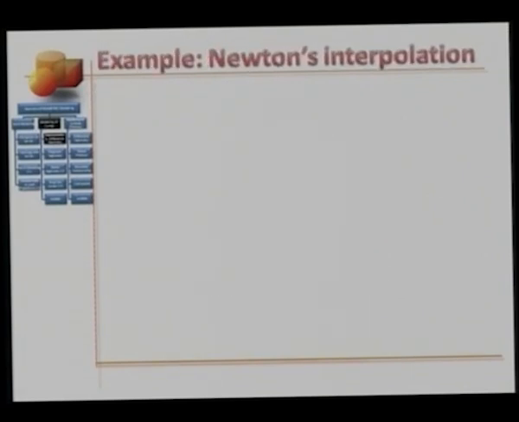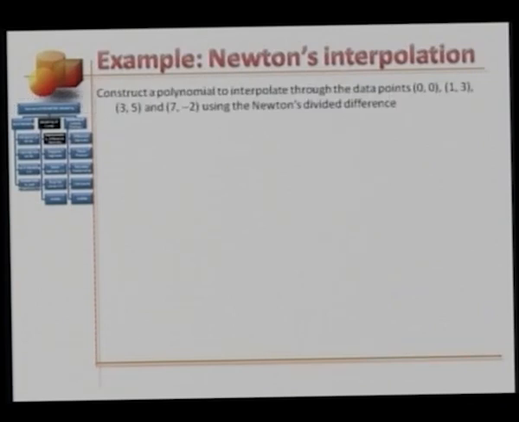Let's consider an example. We need to construct a polynomial to interpolate through the data points 0, 0, 1, 3, 3, 5, and 7, minus 2, using the Newton's divided difference method. Let me show you an alternative, very easy technique to compute the coefficients. I'll show this on the board.